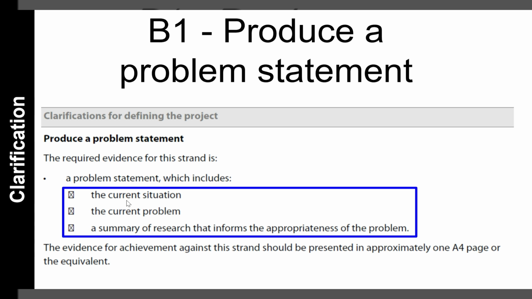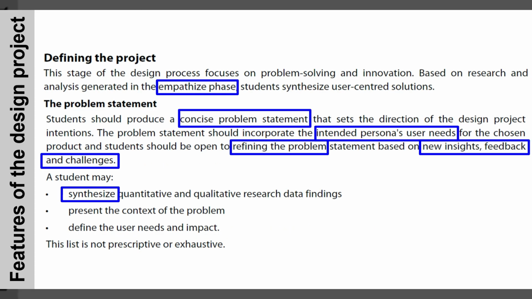So you've got the current situation as your subheading, the current problem, and then that will allow you to make sure that you hit what the IB are asking you to do. And then if we look at the features of the design project here, these at the bottom here will link into it, and I'll go through that in a moment. So rather than reading through this whole thing, I've just highlighted some key points here.